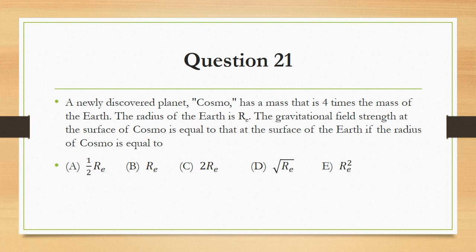Back to our universal gravitation unit, which we did as part of our circular motion unit. We've got this new planet, and its mass is 4 times larger than the Earth. Before we do anything else, let's just think about what that would mean.